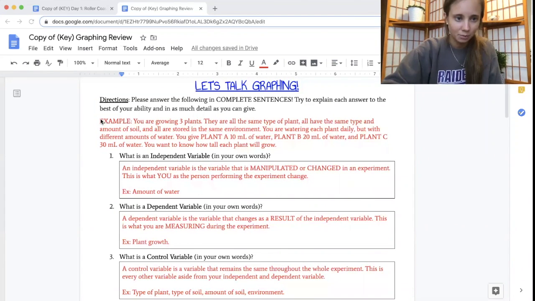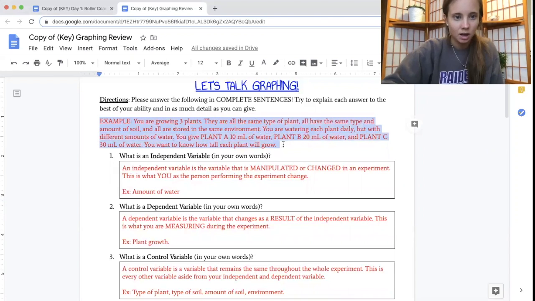So I'm reading up here. All right, you are growing 3 plants. They're all the same type of plant, all have the same type and amount of soil, and all are stored in the same environment. You are watering each plant daily, but with different amounts of water. So you give plant A 10 milliliters, plant B 20 milliliters, and plant C 30 milliliters. You want to know how tall each plant grows.